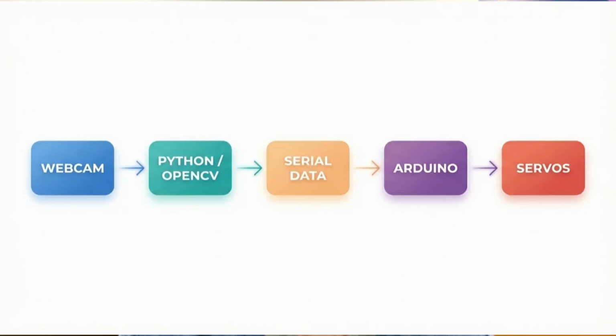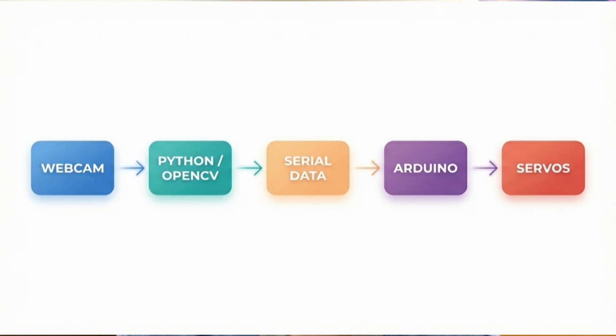Before we look at the lines of code, let's understand the logic. It's actually simpler than it looks. For the input, we grab a video frame from the webcam. For the processing, we use OpenCV to find our object. It gives us the X and Y coordinates of where the object is on the screen. For the translation, this is the tricky part. The screen is in pixels, say 0 to 640, but the servo speaks in degrees from 0 to 180. We need to do some math to convert them.